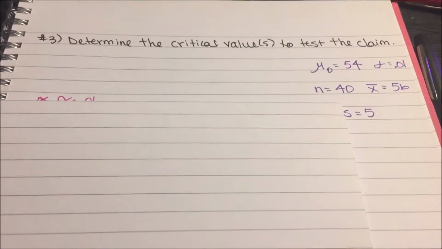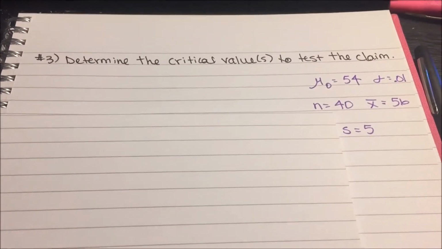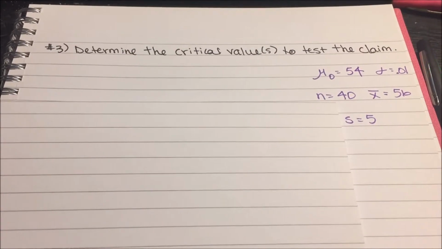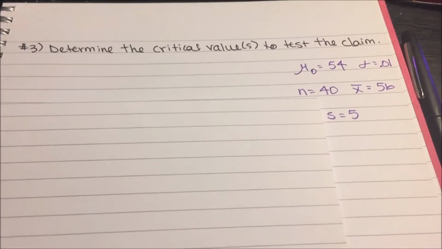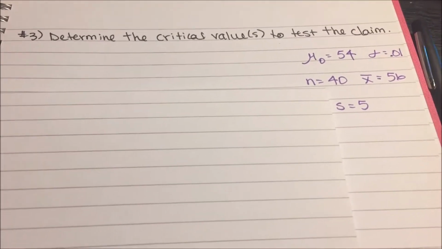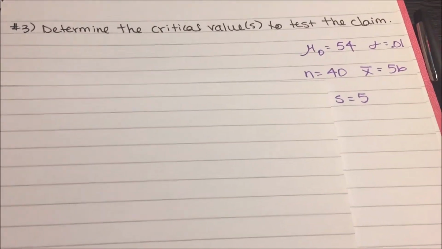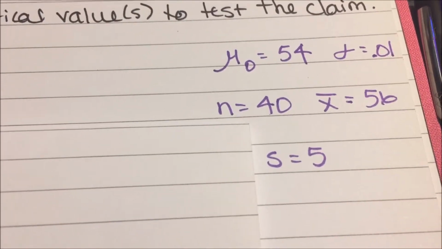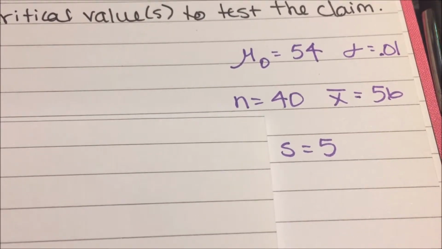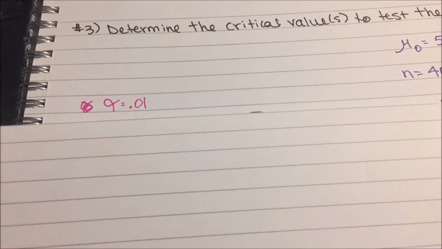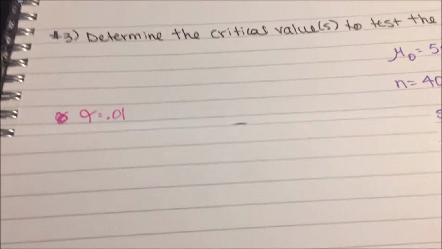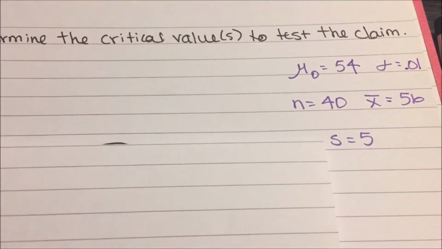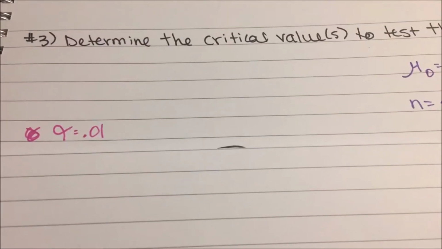For our final question here, they want us to determine the critical values to test the claim. Critical values are done on the calculator, but first we need to make a diagram and understand a few things. Over here I put our numbers that we've been using all along. I just copied them down on this piece of paper. The number that's going to be really significant this time is the alpha. The 0.01 is part of our critical values.